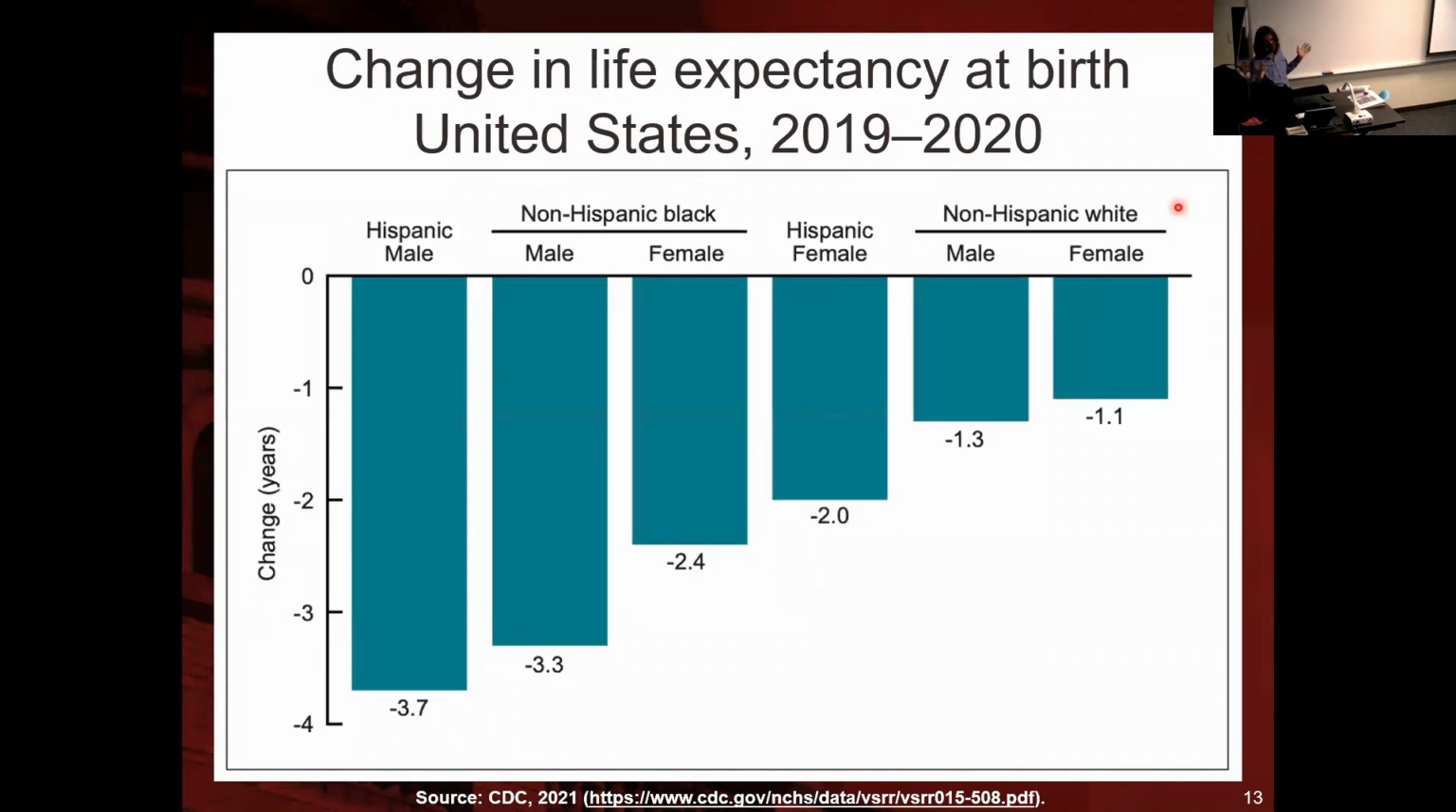Change in life expectancy at birth is pretty much showing the change from 2019 to 2020 by race, ethnicity, and sex. Hispanic males have the steepest negative declines in life expectancy, almost 4 years of decline over all Hispanic males. Non-Hispanic black males, a decline of 3.3 years in life expectancy at birth. Women, African Americans, 2.4. Hispanic females, a decline of 2 years. And among white people, 1.3 for males and 1.1 for females. So they also experience it, but the decline is much steeper among the Hispanic and the African-American population.